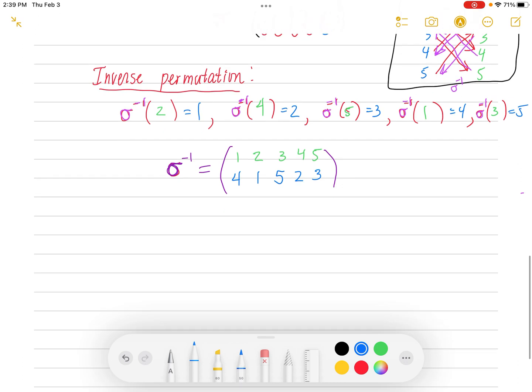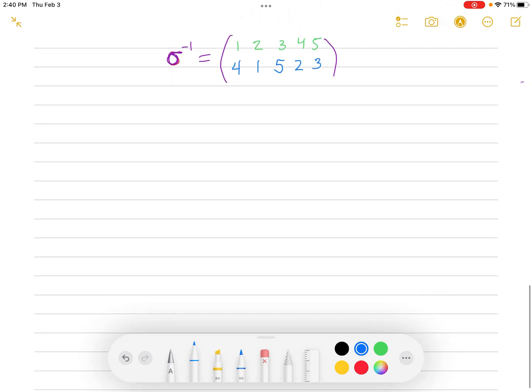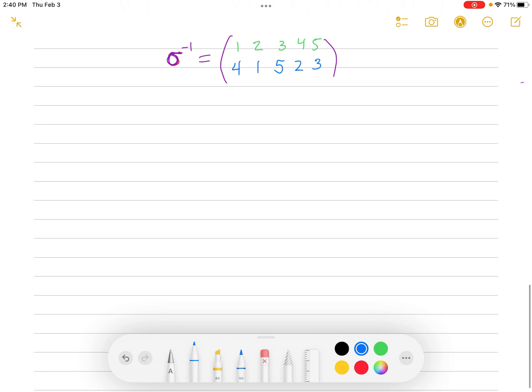So this is your inverse permutation. 1 gets sent to 4, 2 gets sent to 1, 3 gets sent to 5, 4 gets sent to 2, and 5 gets sent to 3. Okay, just some permutation notation.